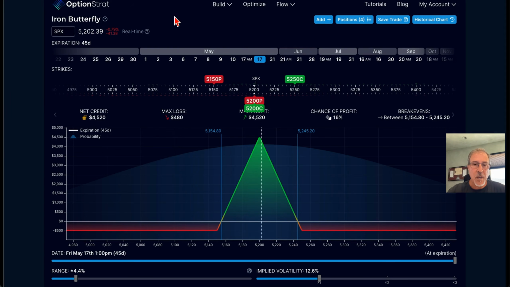So this first one, and if you're familiar with OptionStrat at all, you'll see the symbol for each of these is going to be in the upper left-hand corner. And in each case, I've done the equivalent of a 50-point wide butterfly. Now, SPY is 1/10 the size. So in SPY, it's going to be a 5-point wide butterfly, or a 5-point winged butterfly. But everything else about these is going to be the same.